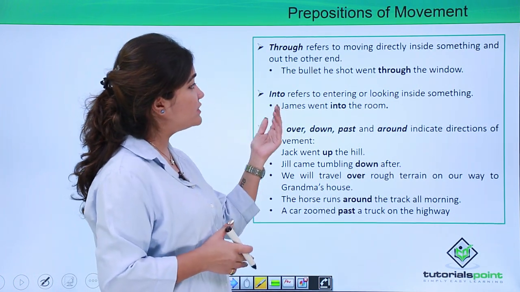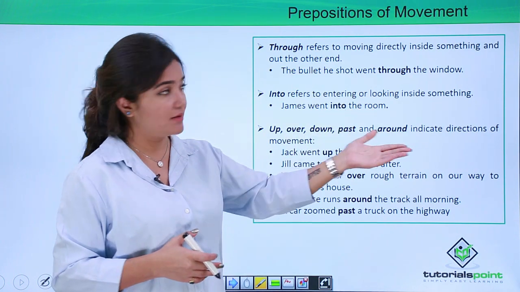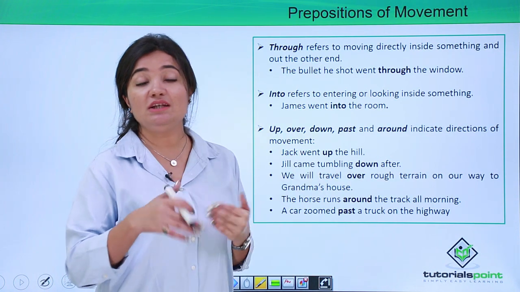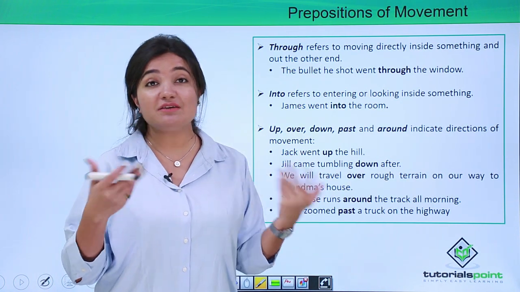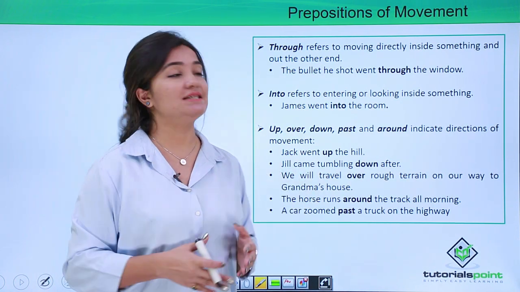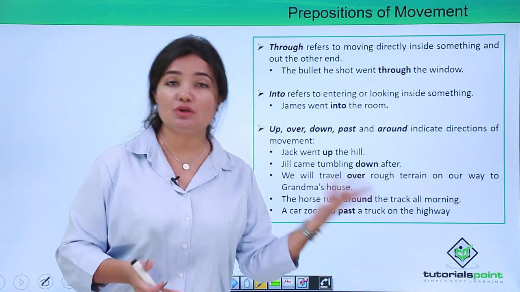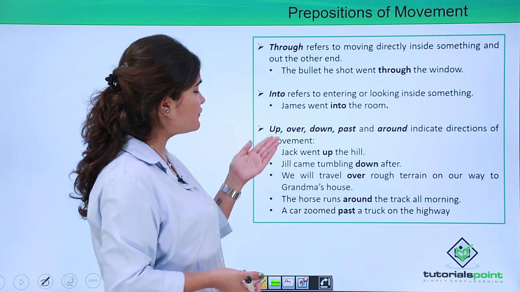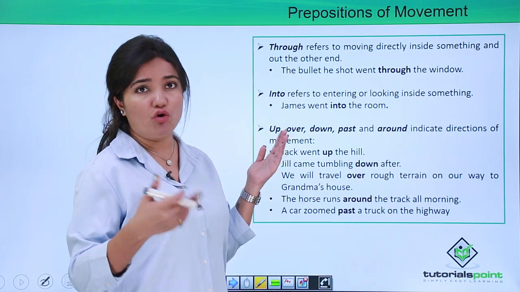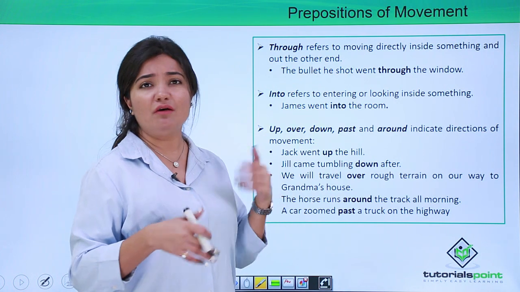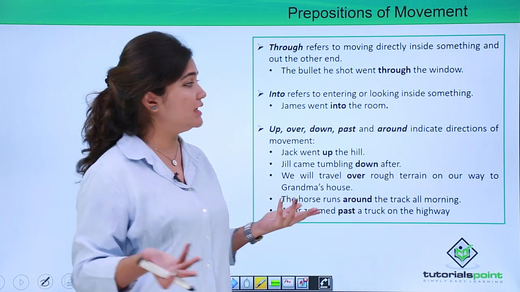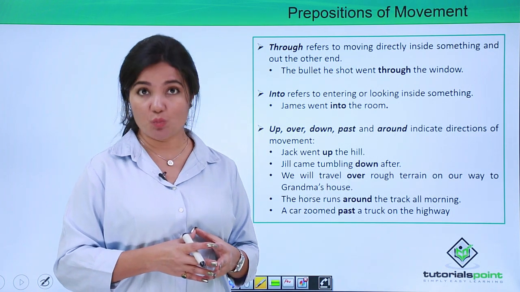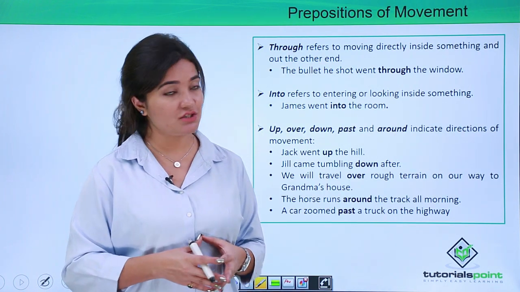Now, into refers to entering or looking inside something. For example, James went into the room, right? So again, into here, what does it refer to? It refers to going inside something, or if you look into the matter, in that case also you're looking into something. Now, of course, up, over, down, past, around. All of these indicate directions of movement. So not only are they restricted to movement, they are also indicating direction of movement.